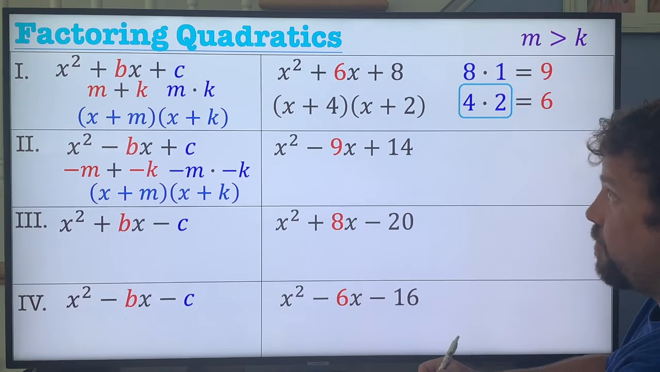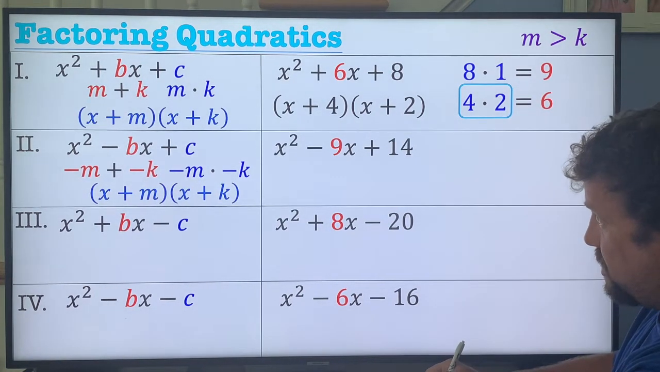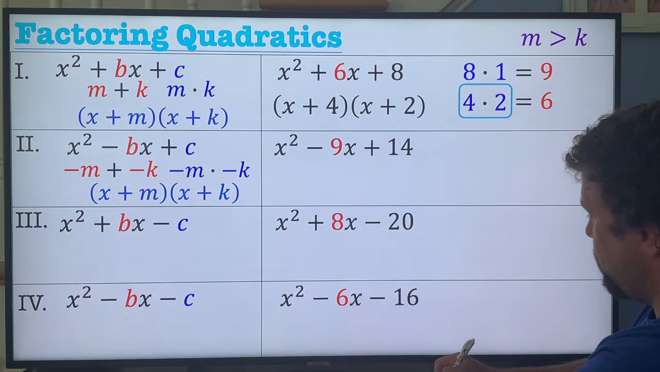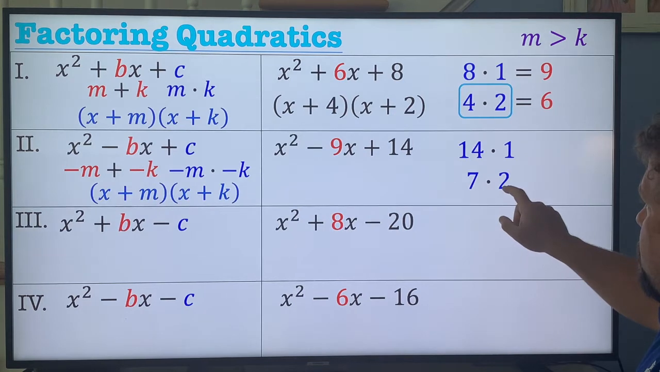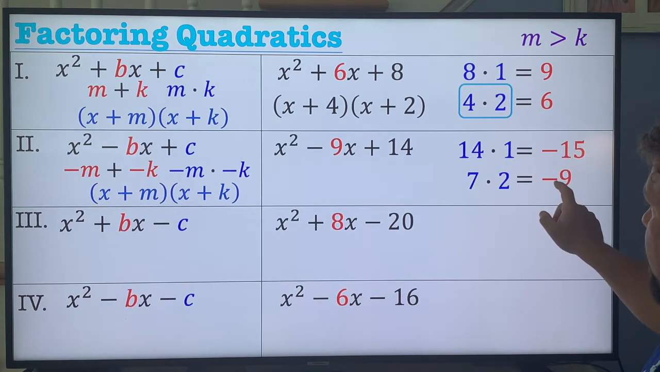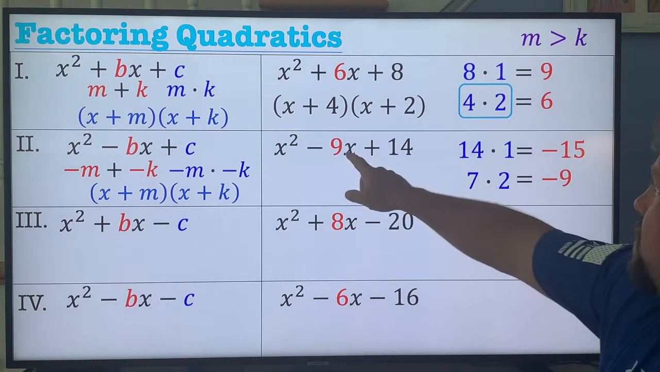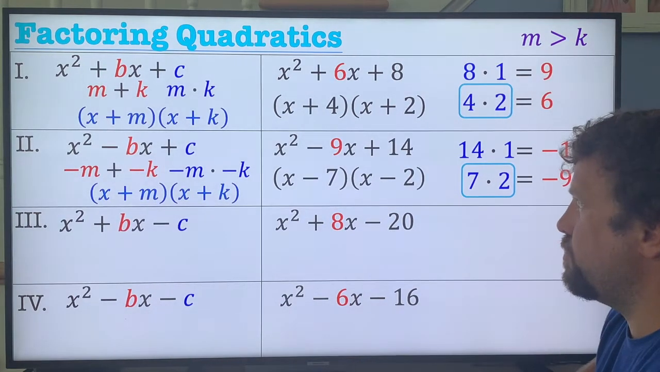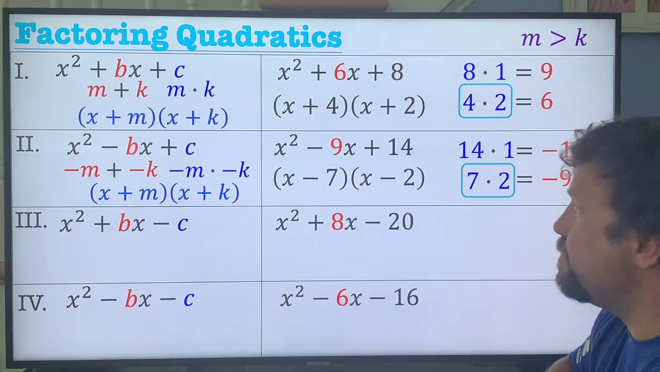Which one's this? Quads. This was a new one I made last year. Quad number 2. I'm going to fix that under colors, make a little note for myself. So, 14 times 1, 7 times 2. Adds up to 15, adds up to 9. We're just assuming both of these are negative. I want the negative 9s right here. (x minus 7)(x minus 2). Awesome.